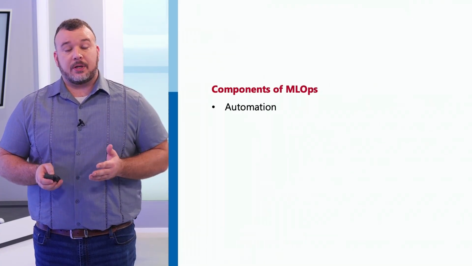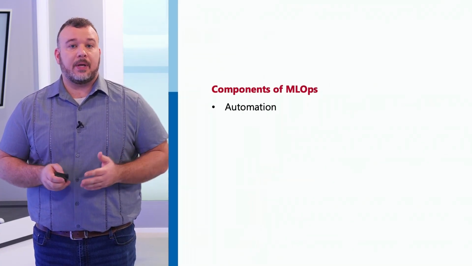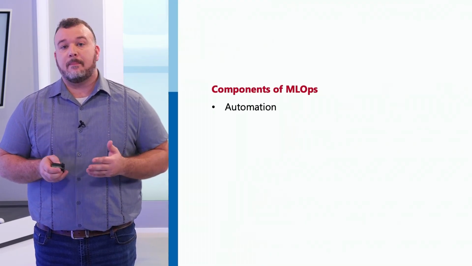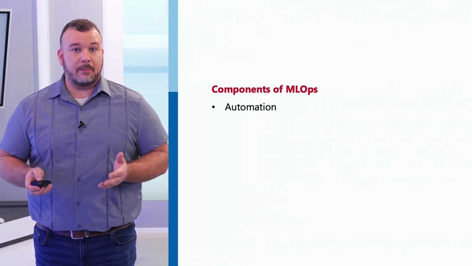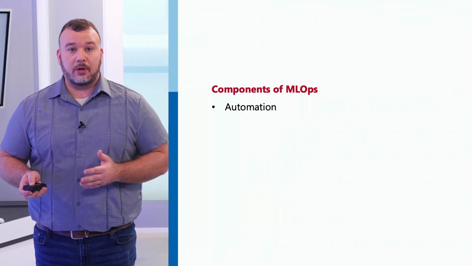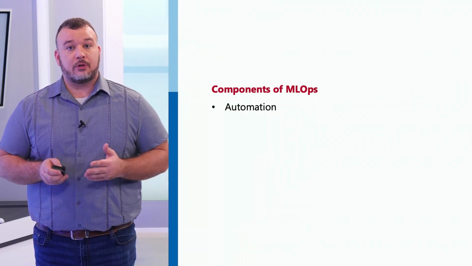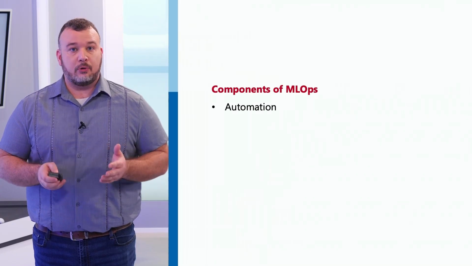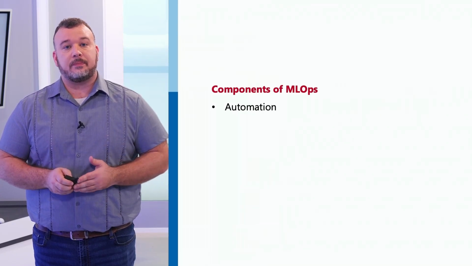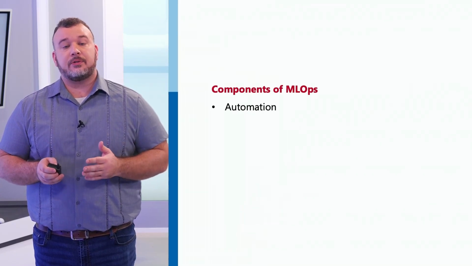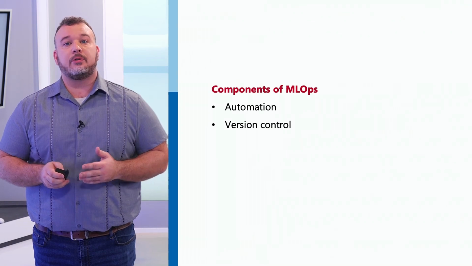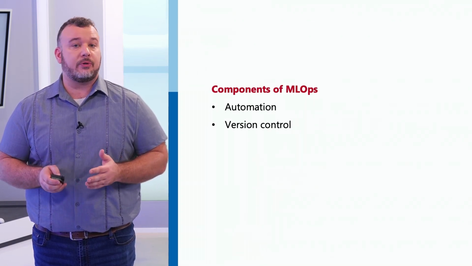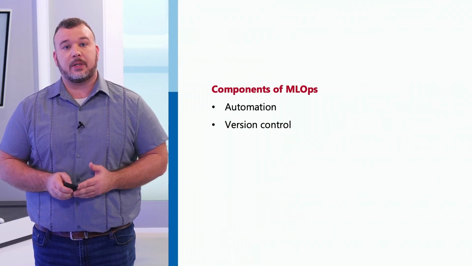The components of MLOps include automation. Automating tasks like data pre-processing, model retraining, and deployment allows teams to focus on innovation. The tools to accomplish this include Apache Airflow and Kubeflow for workflow orchestration. Next is version control. This includes tracking changes in data and in models to ensure reproducibility and traceability.